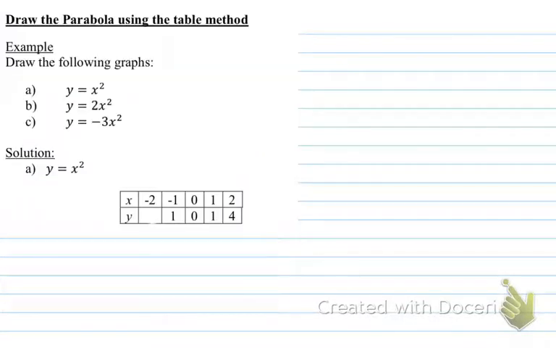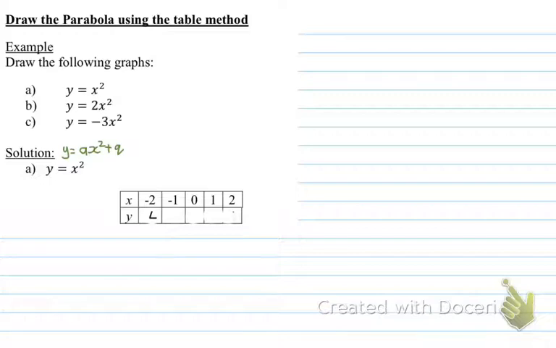Okay, draw the parabola using the table method. Draw the following graphs: y is equal to x squared, y is equal to 2x squared, and y is equal to negative 3x squared. So let's start with the first one. Okay, we have y is equal to x squared. So let's remember quickly, the general equation or the standard equation is y is equal to ax squared plus q. I have to remember that. It's very, very important to study that.